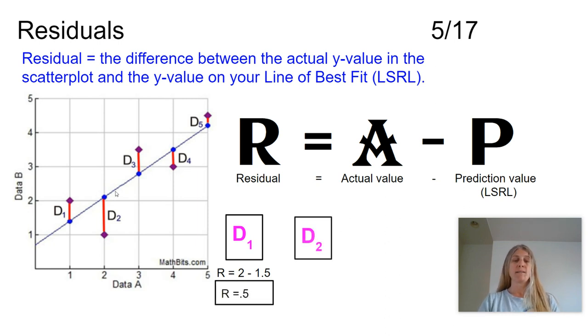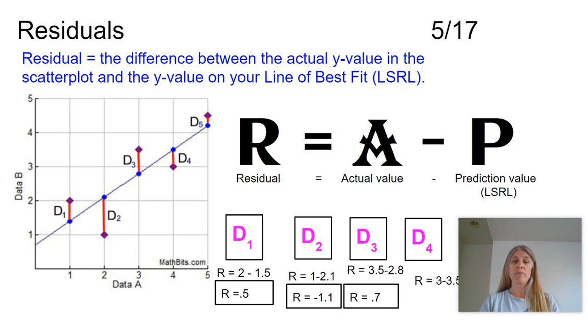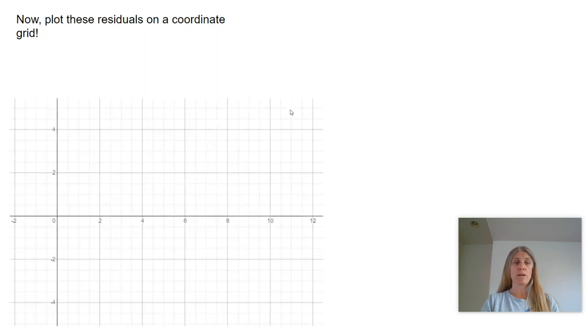Easy enough. For our second spot here, our actual value is 1, and we're going to subtract from that 2.1, and that gives us a residual of negative 1.1. For D3, an actual value of 3.5 minus our prediction, which is the value of that point on the line of best fit, which is 2.8, and that gives us a residual of 0.7. D4 has an actual value of 3 minus the prediction value of 3.5, which gives us a residual of negative 0.5.